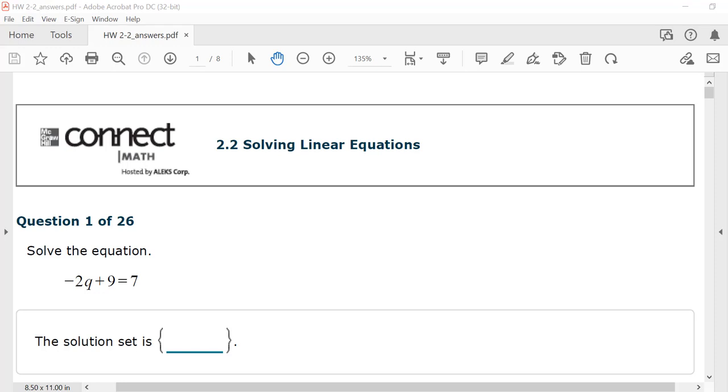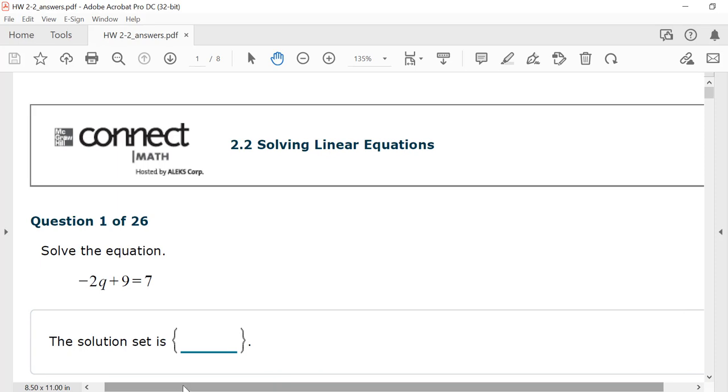This video is going to look at the homework associated with section 2.2, which is titled Solving Linear Equations. Number one says, solve the equation negative 2q plus 9 equals 7.